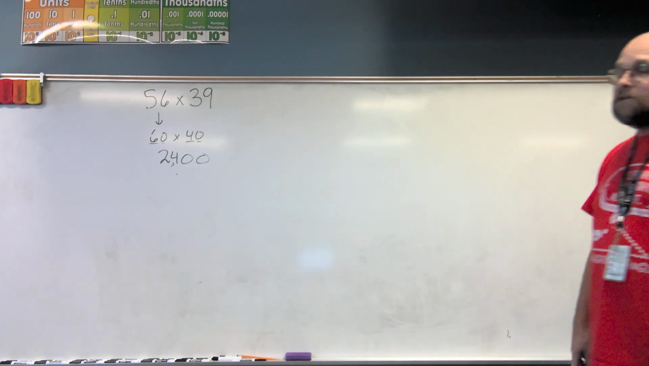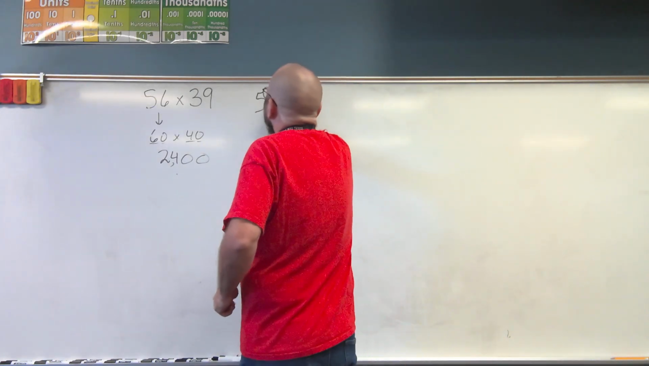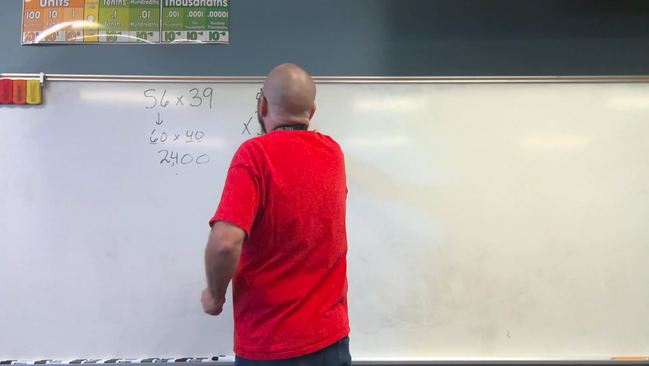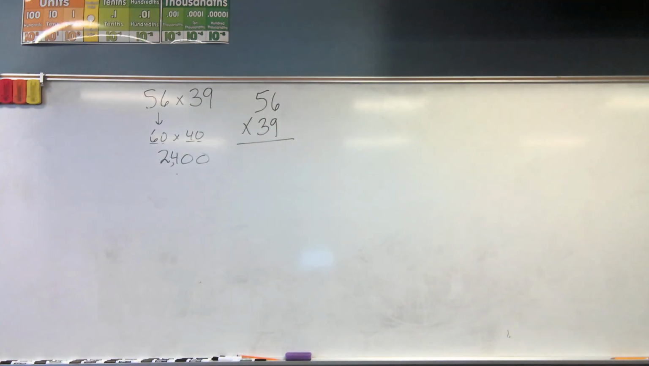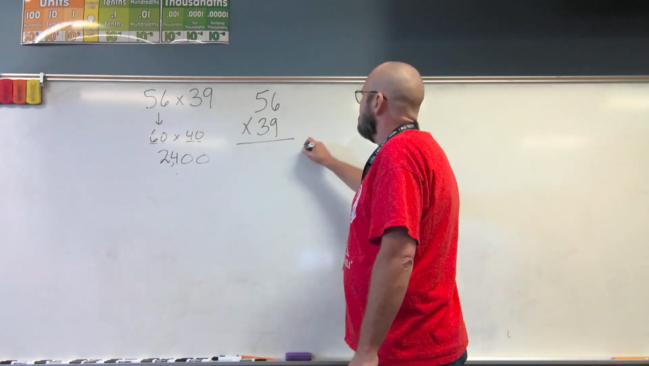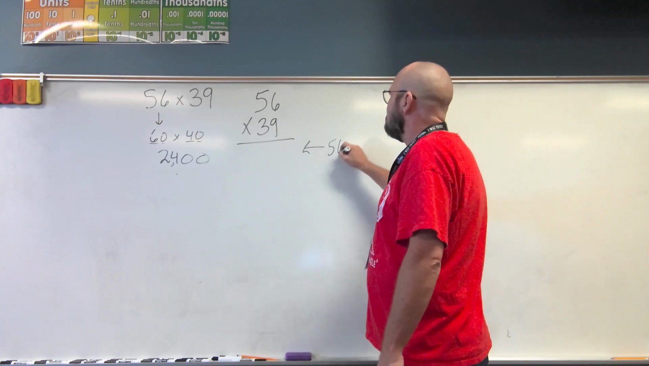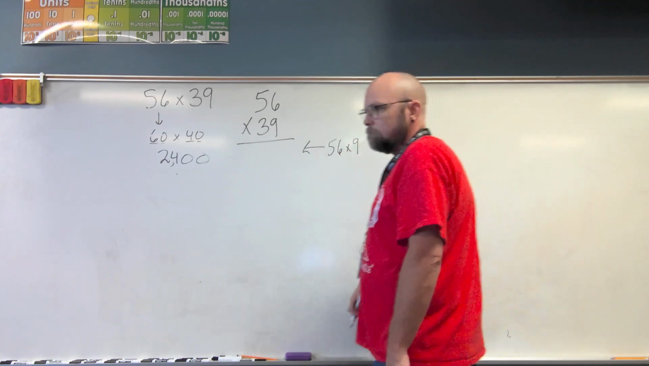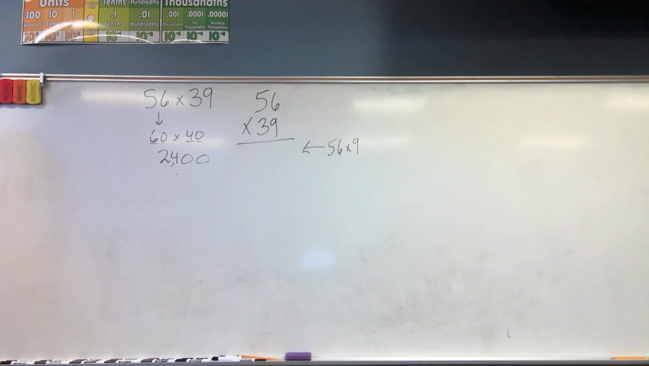Now let's look at just the standard algorithm first. I have 56 times 39. I'm only multiplying 9 times 5 and 9 times 6. Y'all all can multiply 9 times 5 and 9 times 6. What we're doing in this step is we're multiplying 56 times 9. That's all this step is, 56 times 9.